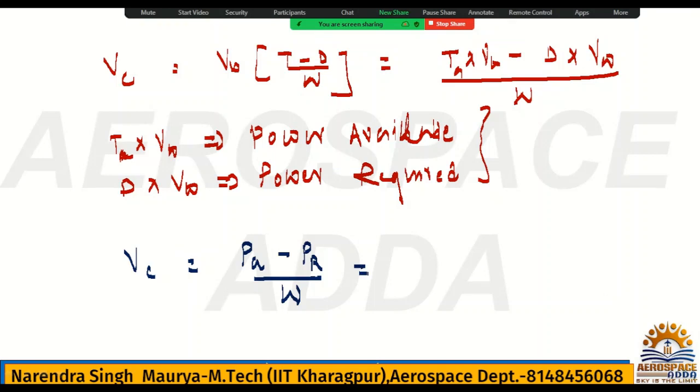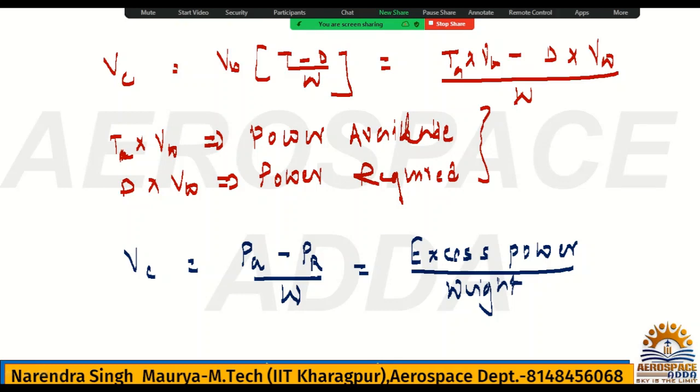So what are this power available and power required? Suppose for any engine, the available power is, say, 100 watt, and to fly the aircraft where that engine is installed, the power required is 90. So 100 minus 90, you are getting 10. That 10 is the excess power, the extra power available in your engine. Yes or no? Divided by the weight of the aircraft.